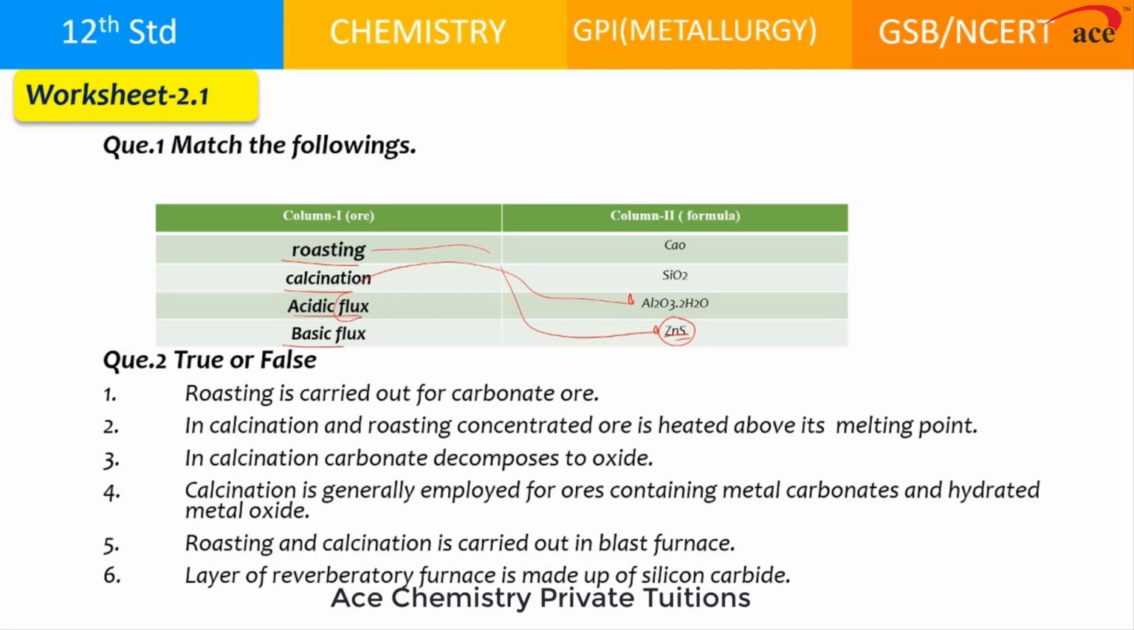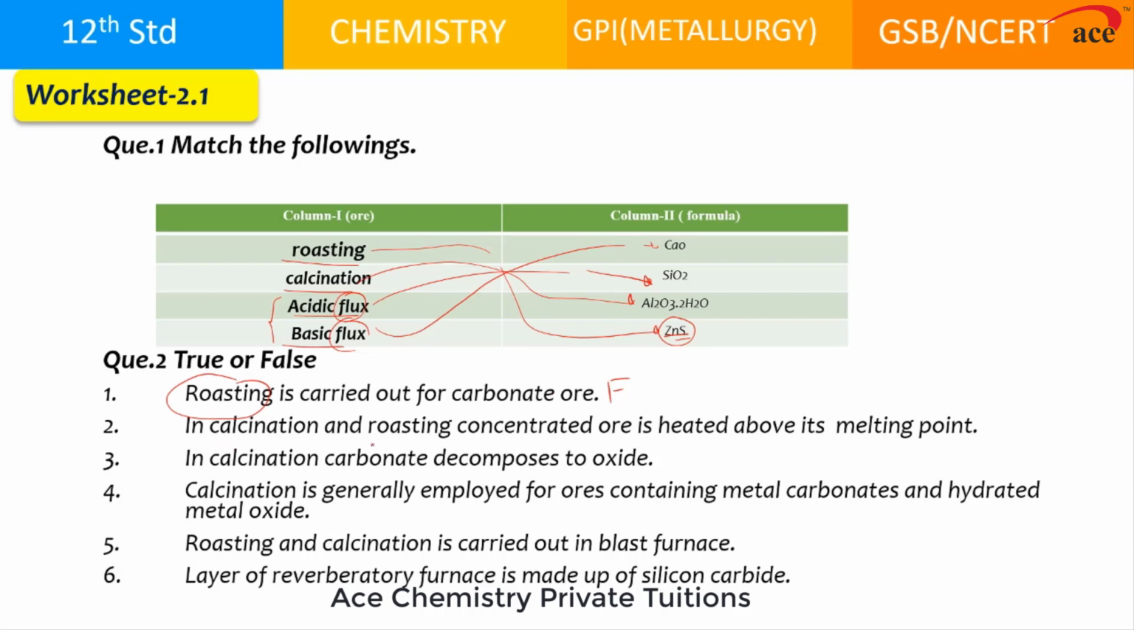Now flux is a chemical substance which is added to remove gangue by forming an easily fusible mass, which we refer to as slag. There are two types of flux we are using. Acidic flux, if you see, is silica, and the basic flux we are using is calcium oxide. Now about true and false: the very first statement, roasting is carried out for carbonate ore. No, it's false. Roasting is carried out for sulphide ore.